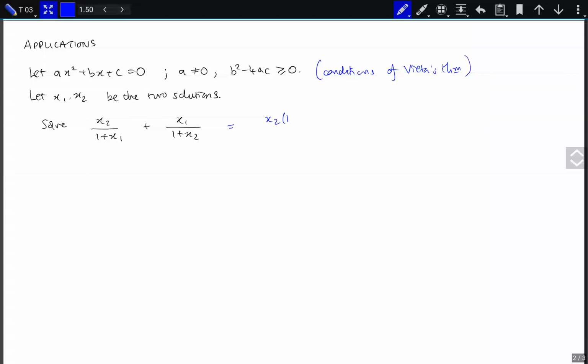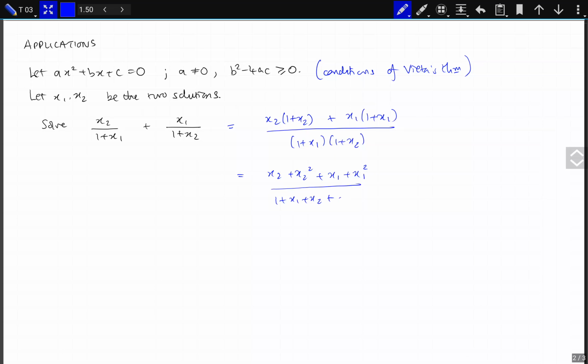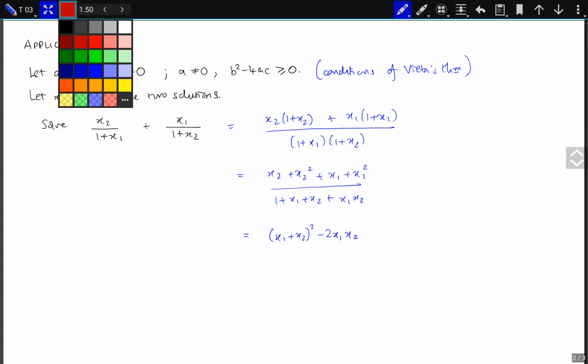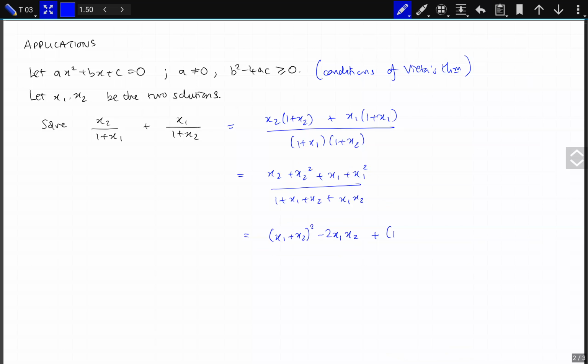So if I cross multiply and simplify, what I get is, let me not be lazy, let's actually multiply at the bottom. So what I get is, by completing the square here, these two terms correspond to just x2 squared plus x1 squared. And we still have x1 plus x2 left.